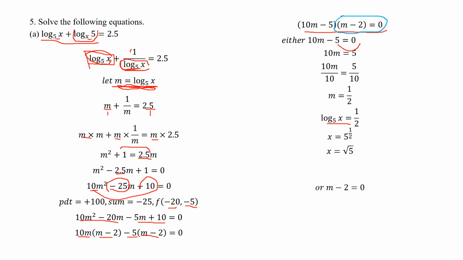Now going back to get the answer of the other part, m minus 2 to be equal to 0. Then I take this one the other side to become m as positive 2, substituting m as the log of x base 5. Then using the definition, x is going to be equal to 5 power 2. So 5 power 2 becomes 25.